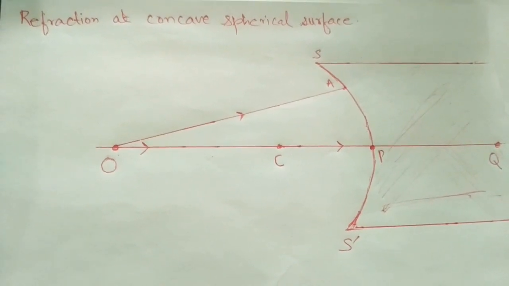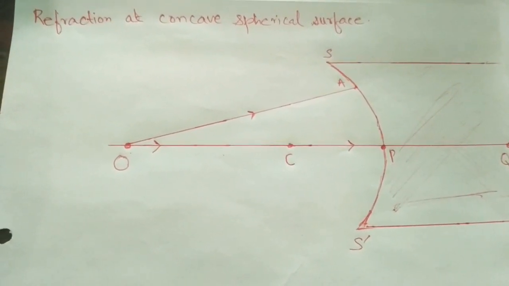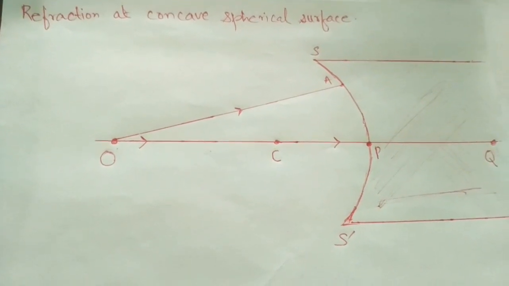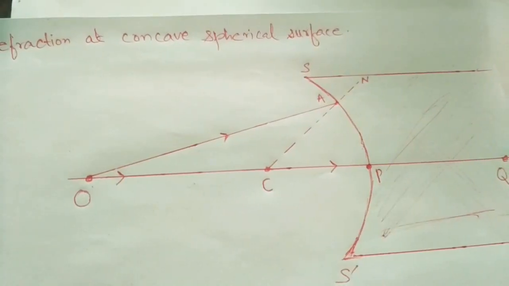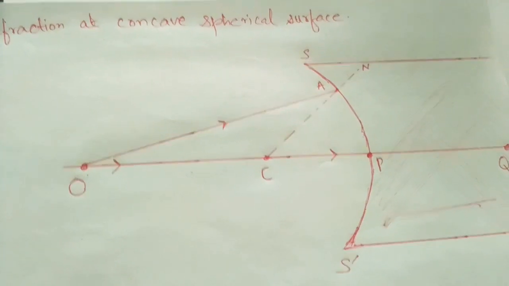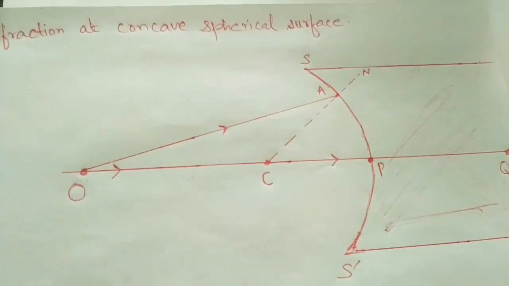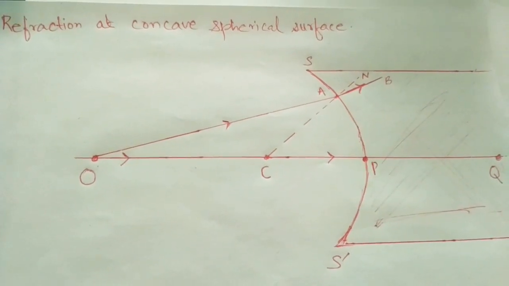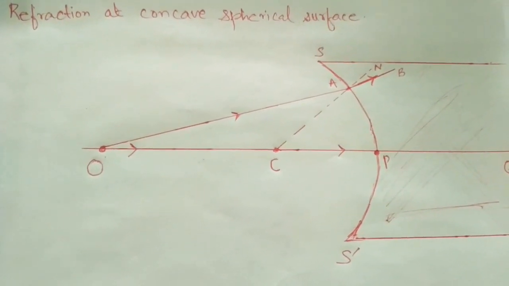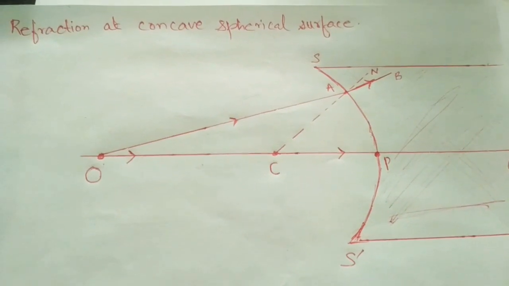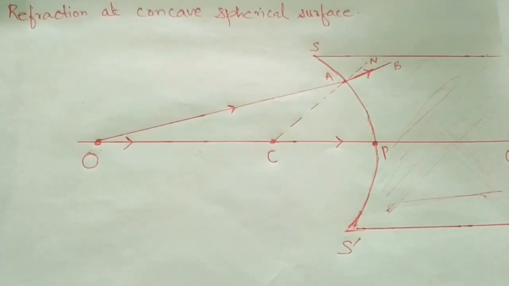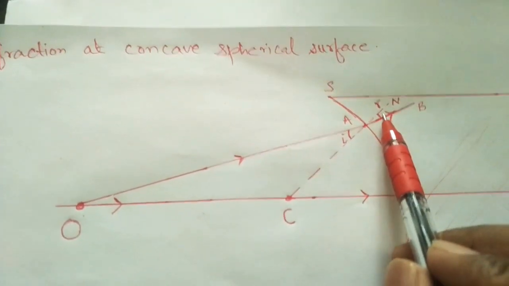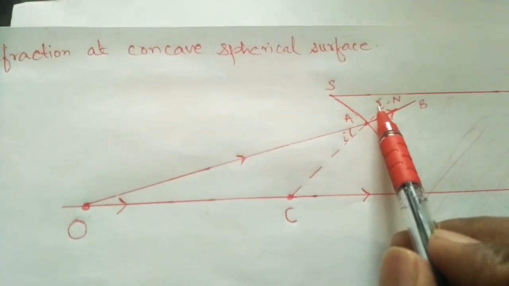But now the light is changing the medium, so we need at least a normal, and we know that the normal will pass through the center of curvature. Let's draw that first. Now CN is the normal, and the light ray is going to the denser medium, means definitely it will bend toward the normal. As you can see, the OA ray bends to AB, marking the angle of incidence and the angle of refraction here.